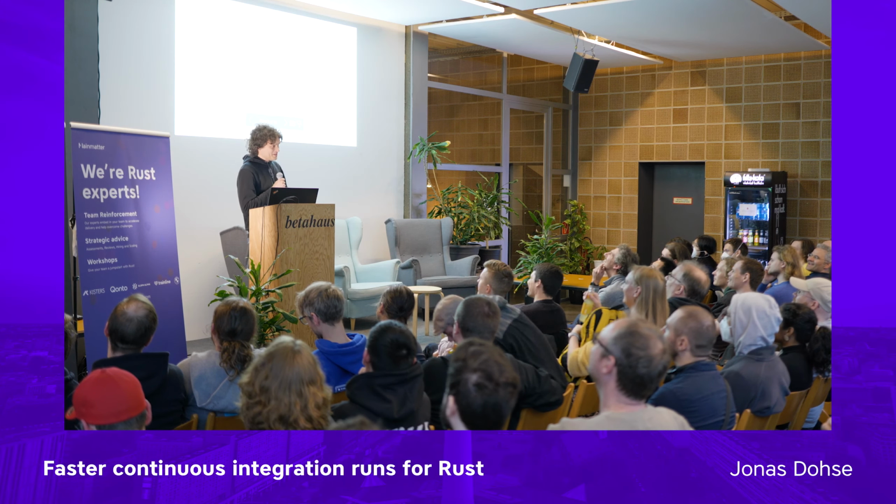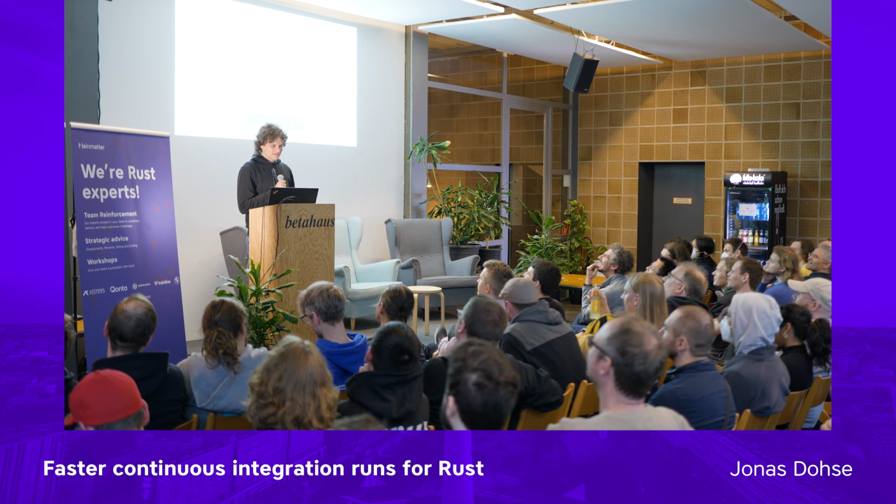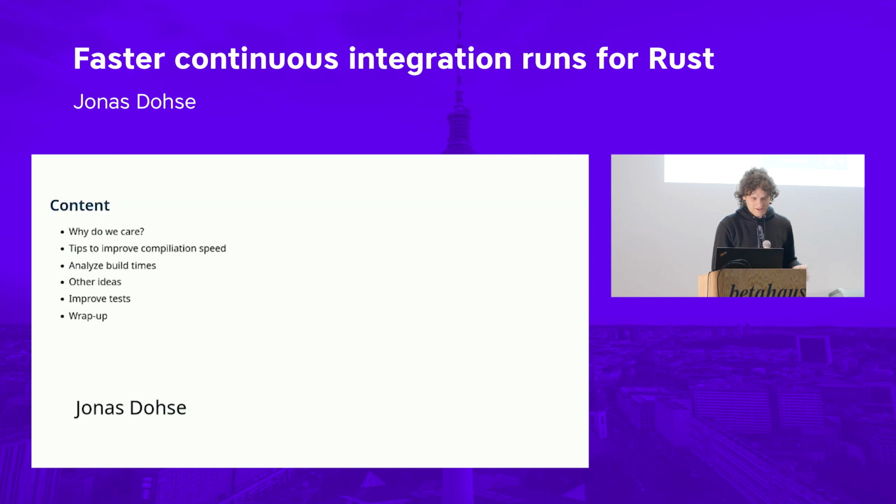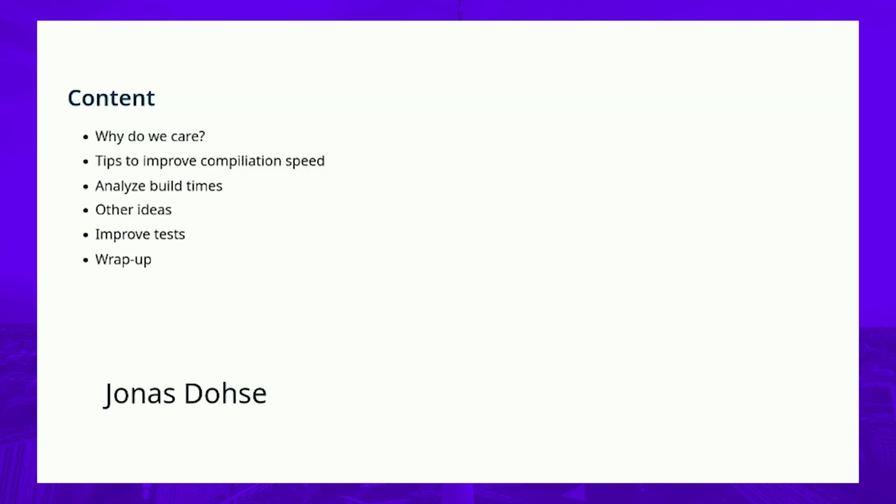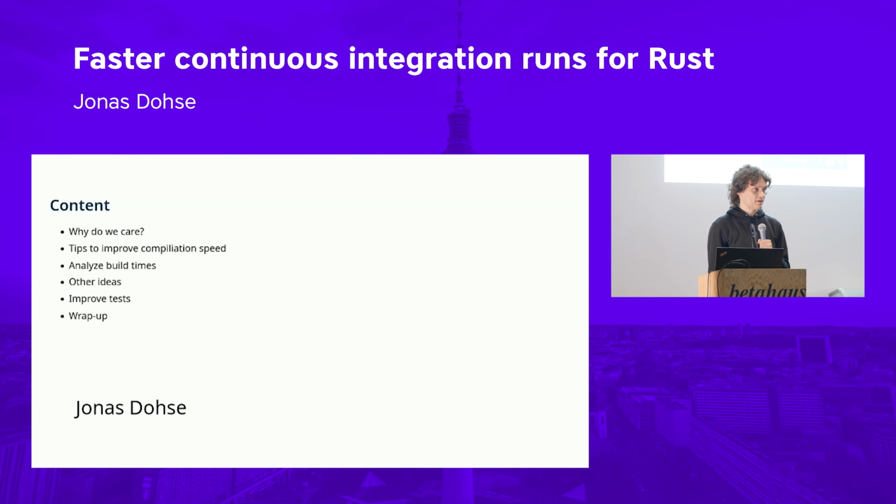So I'm going to talk first about a little bit of motivation. Then I will go through some tips on how you can improve your compilation speed with a focus on CI. Then I will show you how to analyze your build times, and also some other ideas which we are not really using right now. This is really most of what we are using. Then also some tips on how to improve tests. In the end, I have to wrap it up.